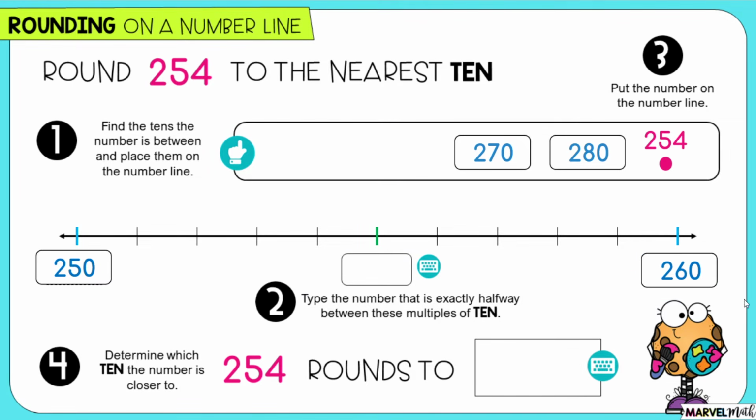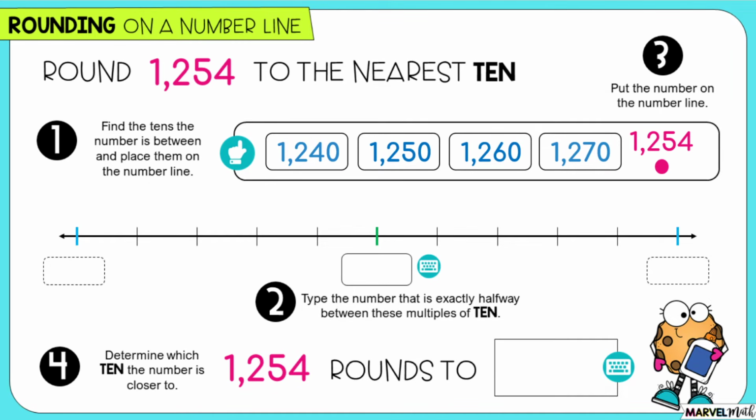Now what would be halfway between those two? 255. And now I need to think about where 254 would go on that number line. So each of these again is only worth 1, so 254 will go right here. Now I need to think which of the tens is 254 closest to. It's closest to 250. So 254 will round to 250.